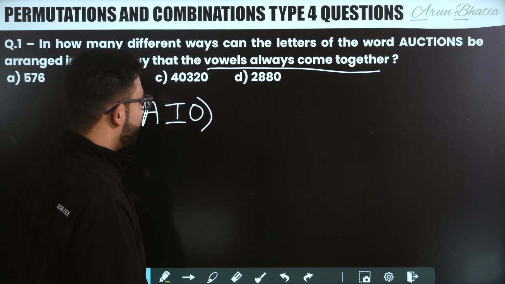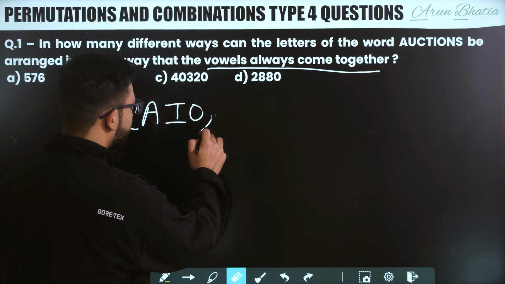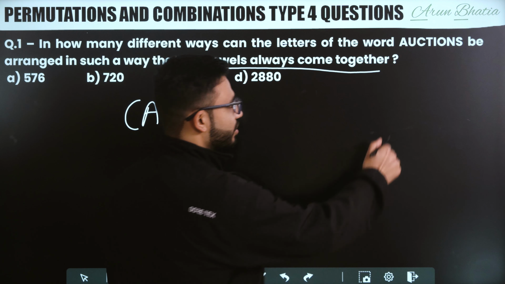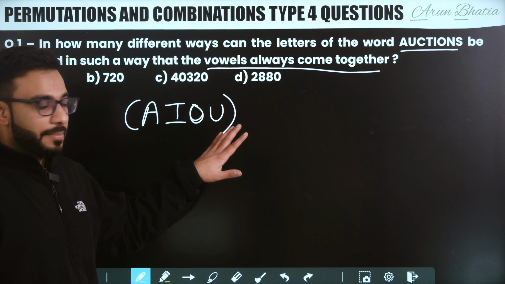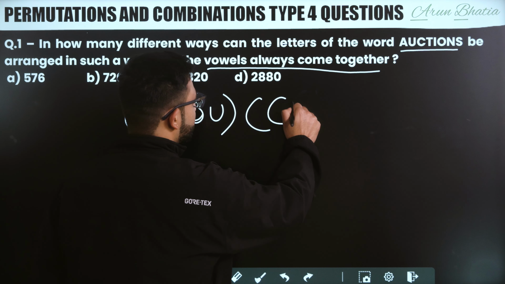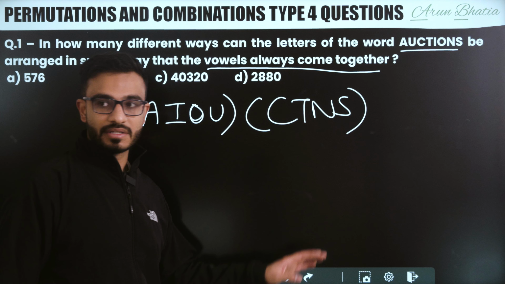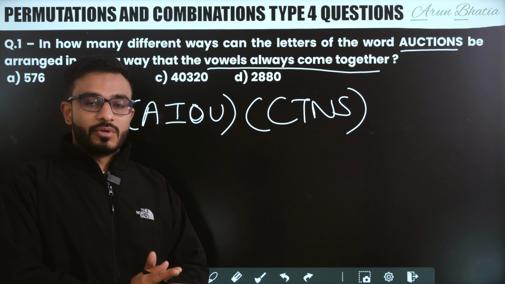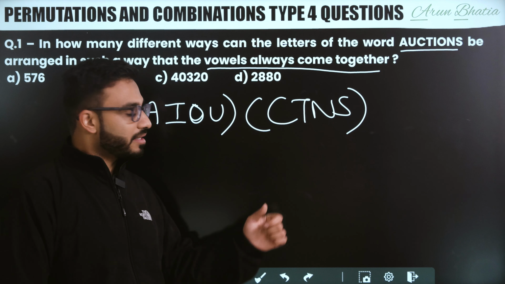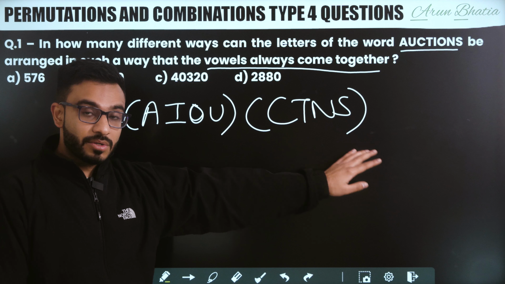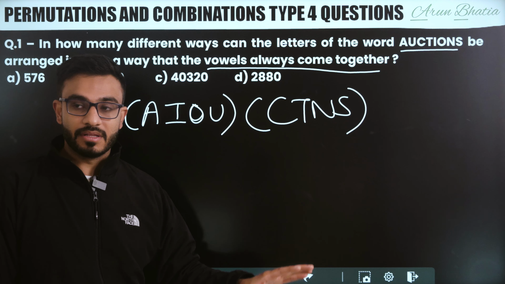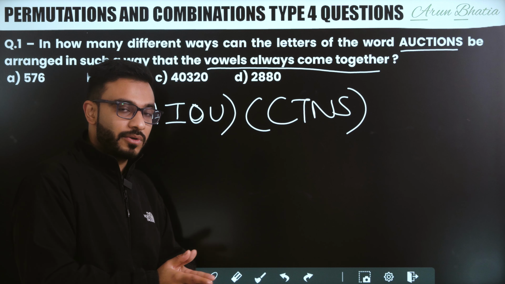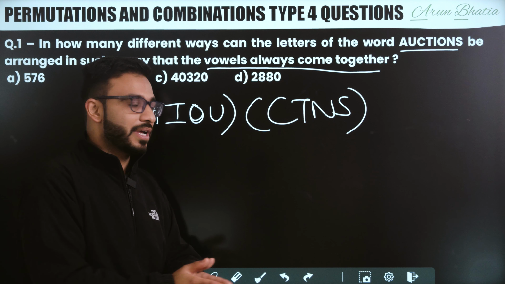In this case, the vowels are A, I, O, U. There are four vowels in this word, auction. So I've written them together, and I'll write the remaining letters, C, T, N, S, the consonants, separately. They'll be treated as another block. But don't confuse these two blocks as separate. You might think that the consonants will be separate, and I'll need to count them separately. The only restriction is that vowels come together, but at the same time, the whole word is combined. So while you write your vowels together, this will also be considered.